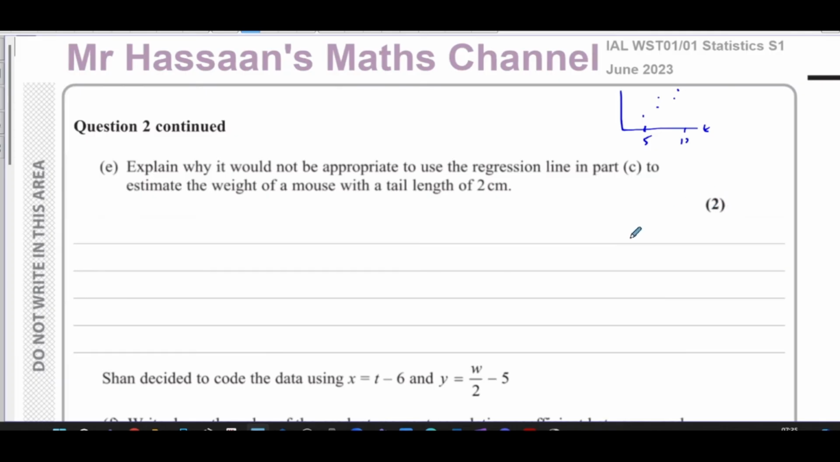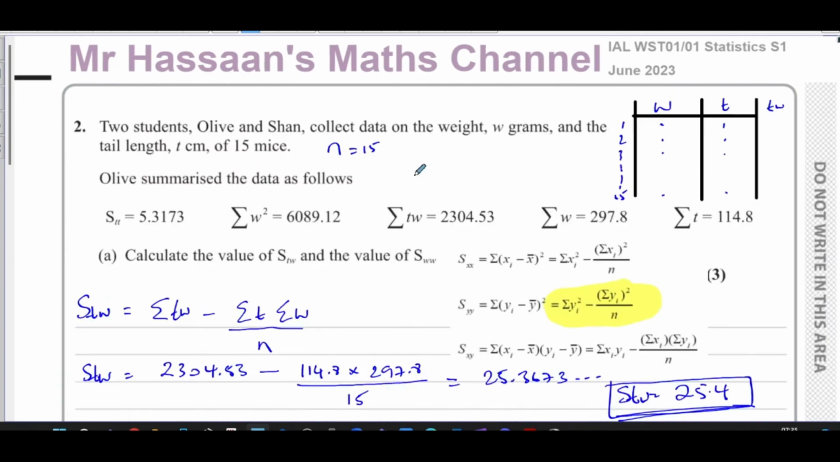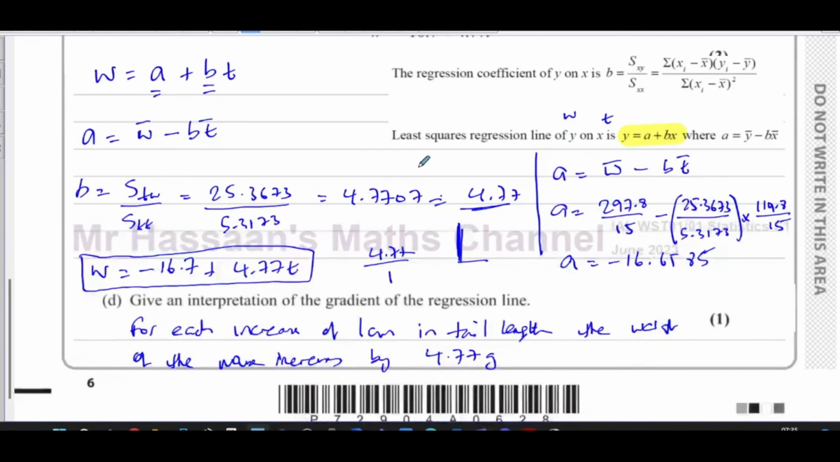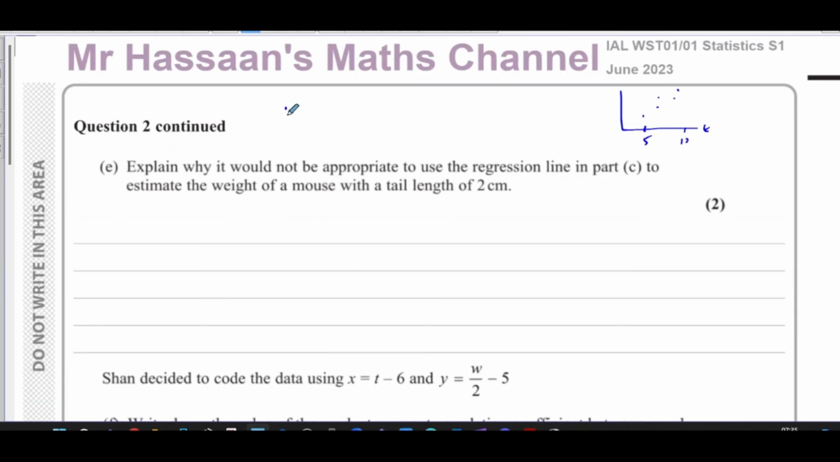So what I'm guessing we should do here, which would probably be a better option, would be to get the equation of the regression line, which was W equals negative 16.7 plus 4.77t. If we replace the t with 2 centimeters, that should give us a weight. And does that give us a sensible answer? Yes or no?